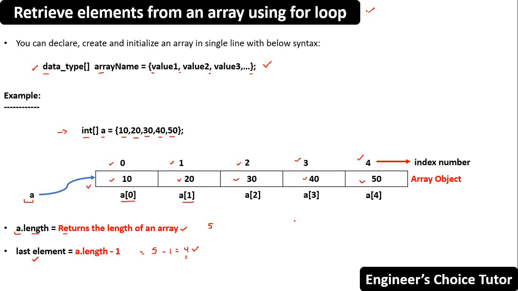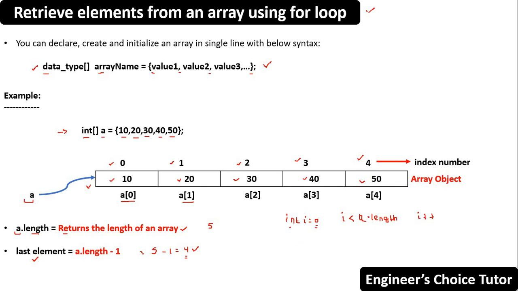Now tell me, suppose I initialize a loop variable, int i is equal to 0. After initialization, what will happen? A condition check will take place. The condition I want to keep is i is smaller than a dot length, because I want to run only till a dot length minus 1. Then I want to increment the value by 1, so i plus plus.